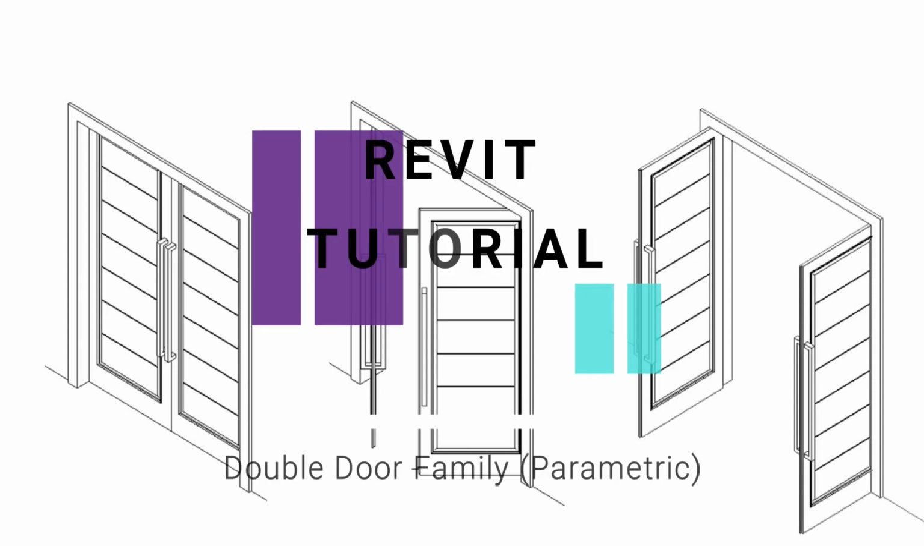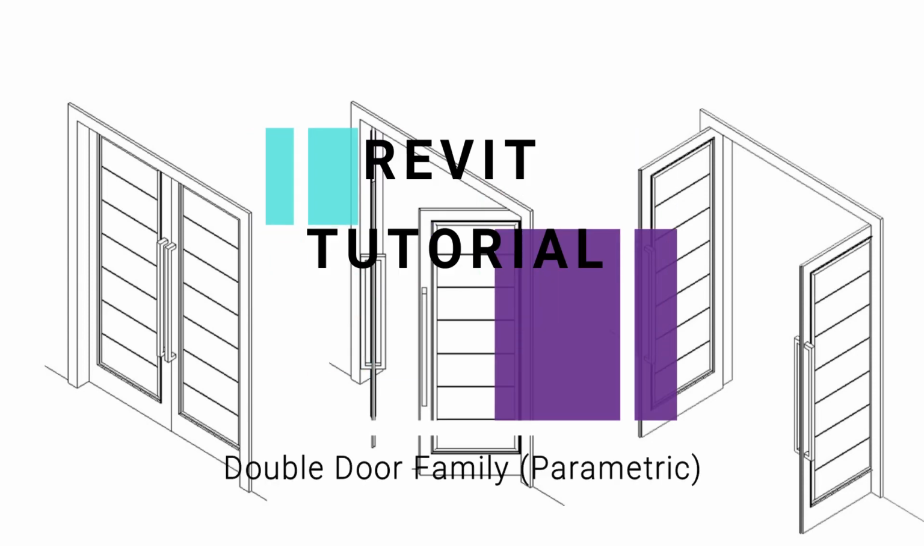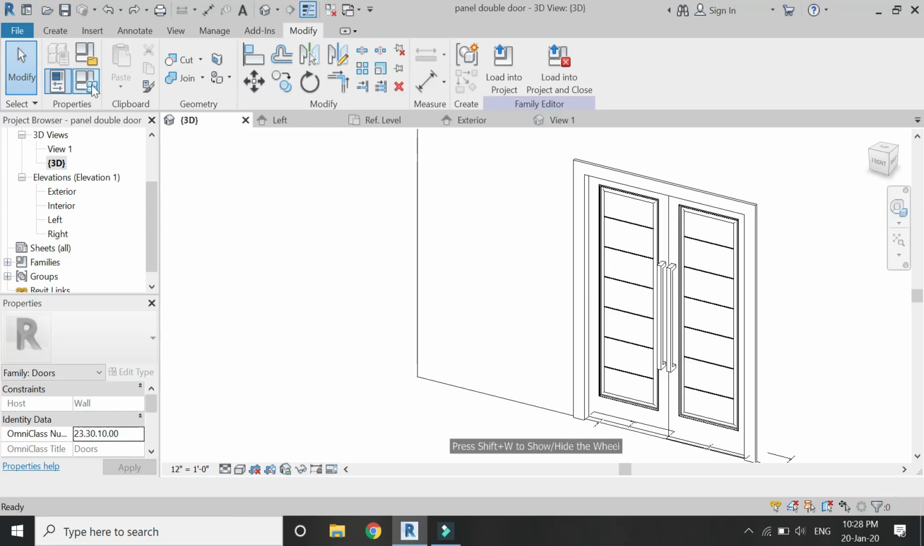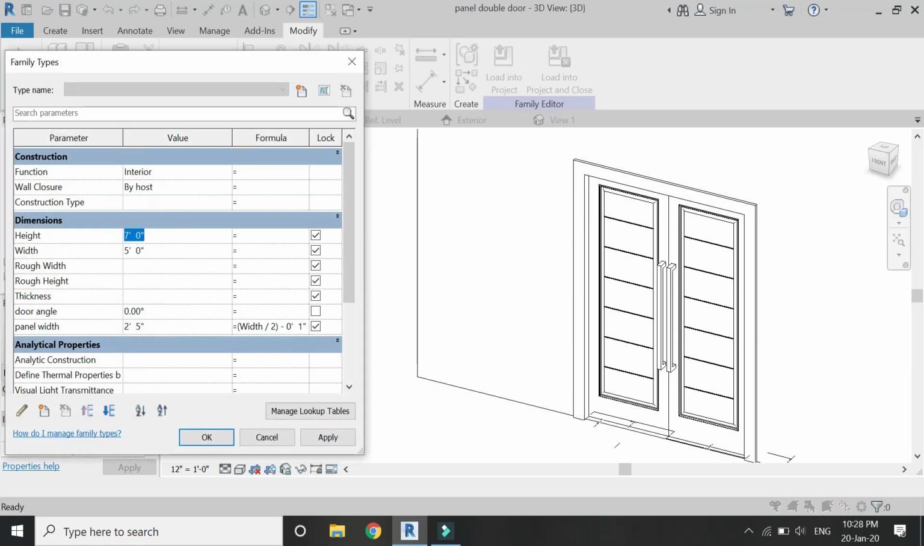Hello everyone, today I am going to create this parametric double door family in Revit. This double door can rotate at any angle so that you can place it in your file according to your wishes. You can also change the width and height of this door according to the dimensions of your project file.